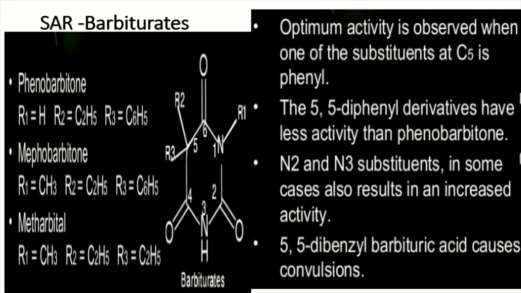Then N2 and N3 substituents also result in increased activity. N2 and N3 is nothing but the substitution here in this third position. Then at the second position, the thio group, thiobarbiturates. In all those cases, the activity will be increased. Then 5,5-dibenzyl barbituric acid will cause convulsion. So that is a compound which can lead to unwanted side effect. That is, it can cause convulsion rather than treating convulsions.